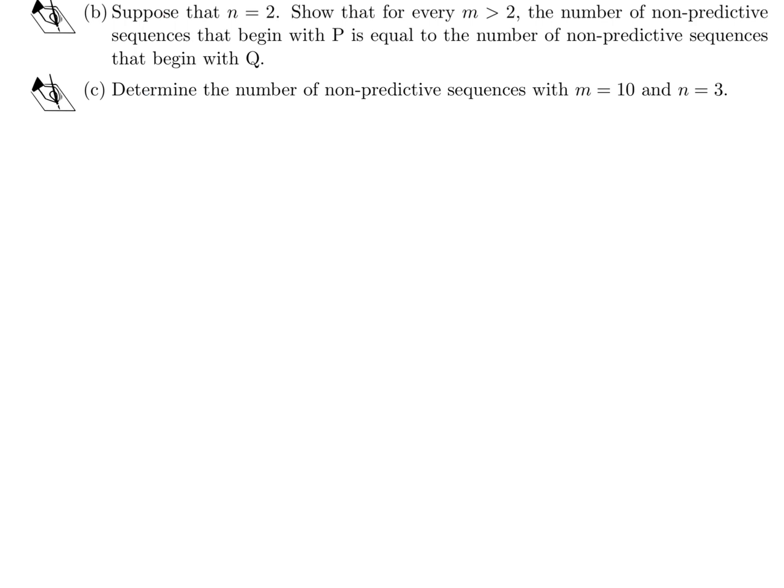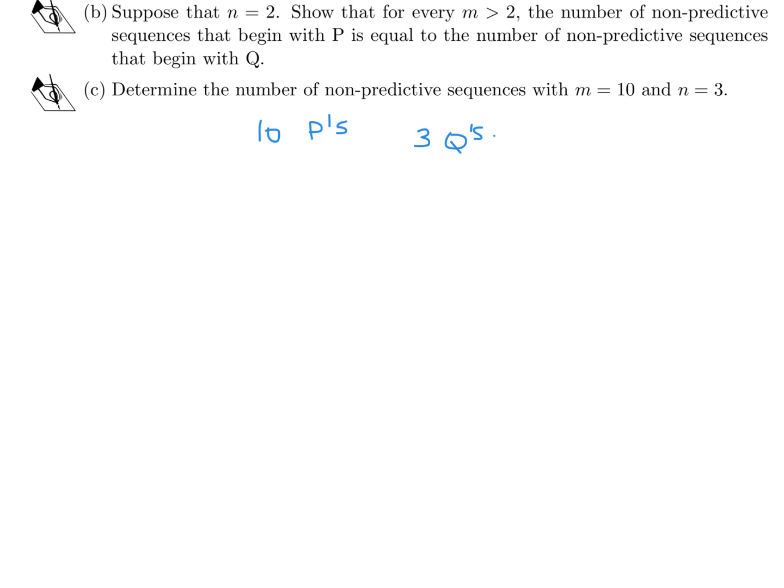Determine the number of non-predictive sequences with m equal to 10 and n equal to 3. So we have 10 p's this time and 3 q's. Got it? Okay, so I think we will start just case by case and see where this takes us.